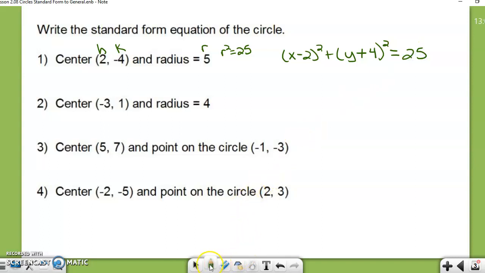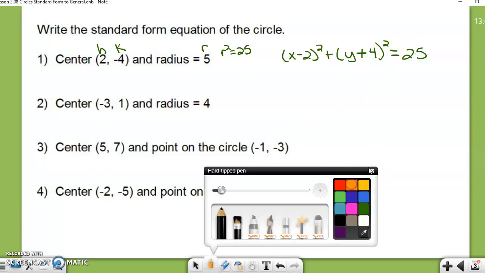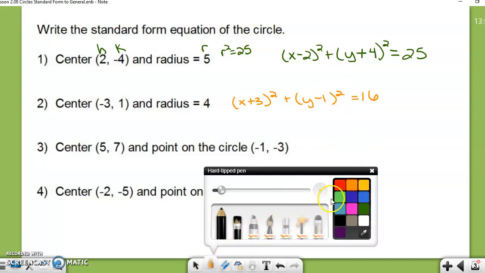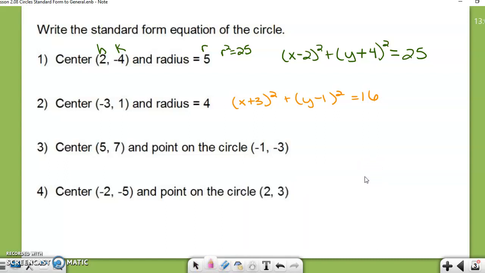Go ahead and pause the video. Try the second one on your own and see if you get the correct answer. Okay, be sure to write down or come in with your questions if you were not successful with number 2, if you can't work backwards to that. Let's look at number 3.